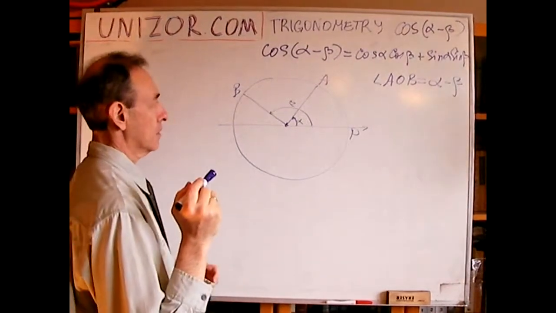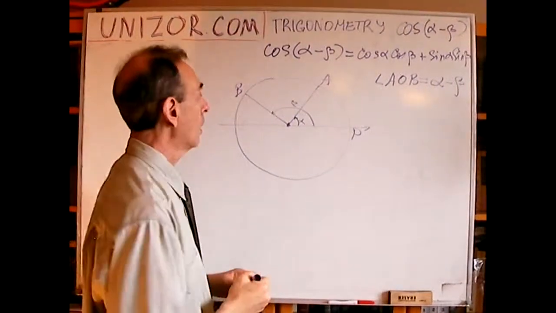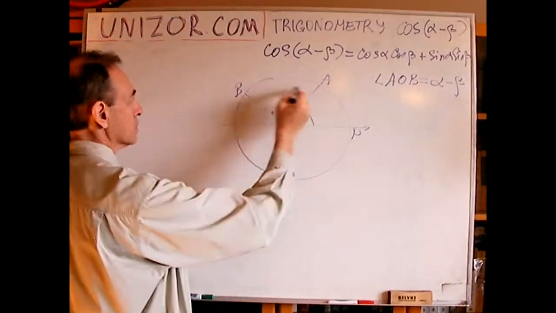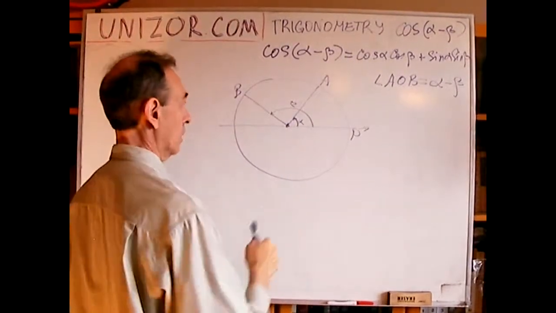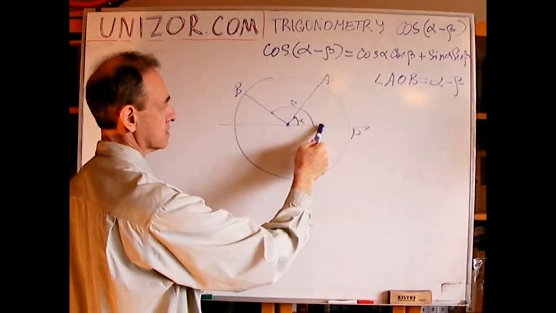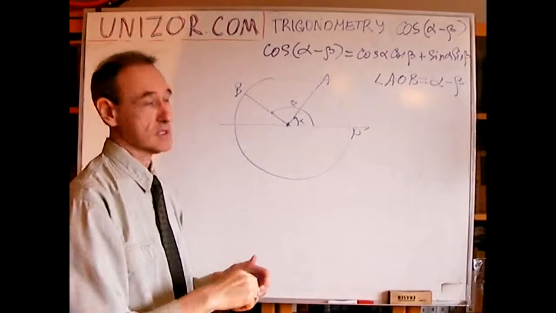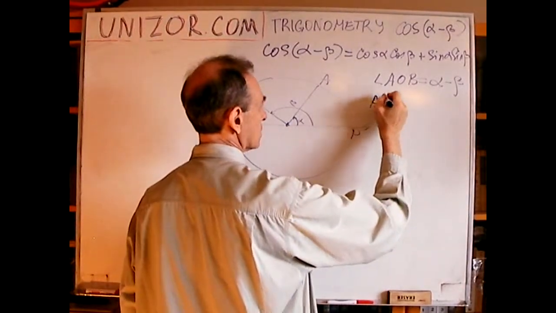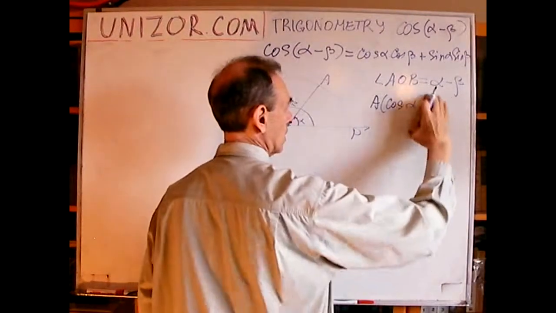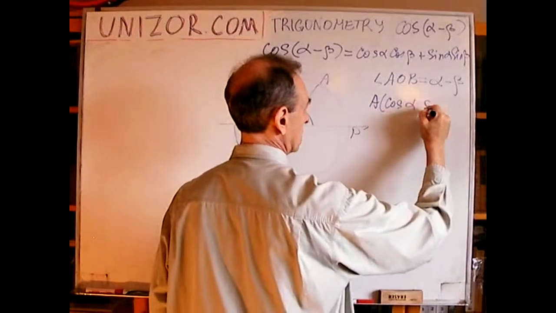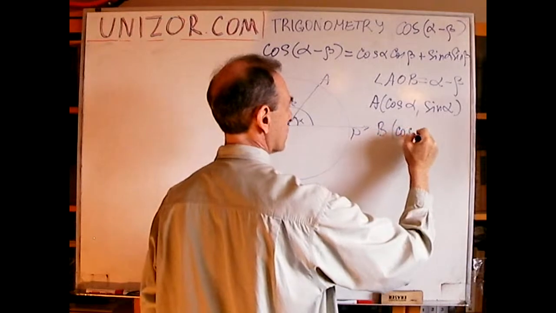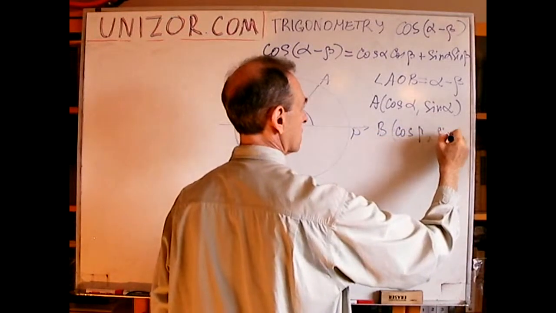Now, from the definition of sine and cosine, what are the coordinates of these points A and B? Well, we know that A is on the unit circle, which means the ordinate is sine and the abscissa is cosine. So A has coordinates cosine alpha, sine alpha. Now B correspondingly has cosine beta and sine beta.